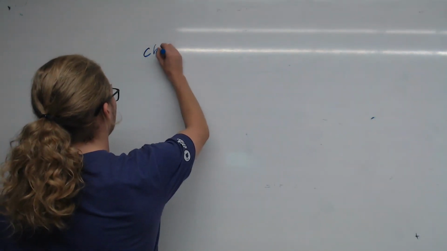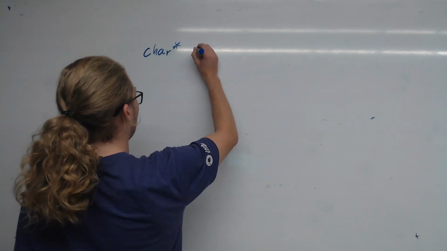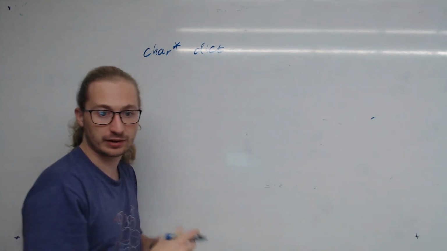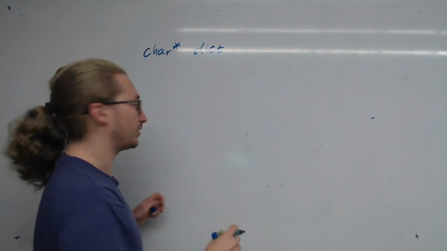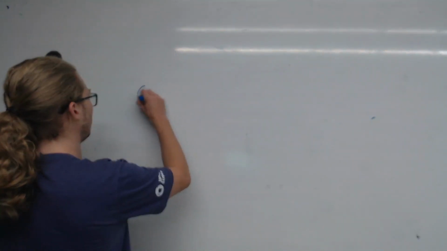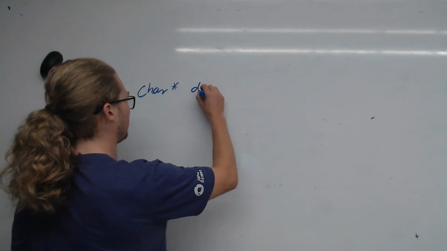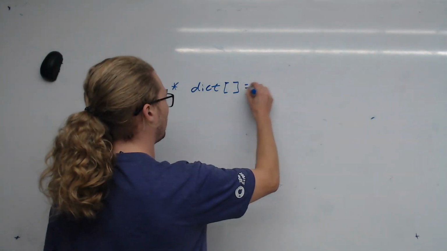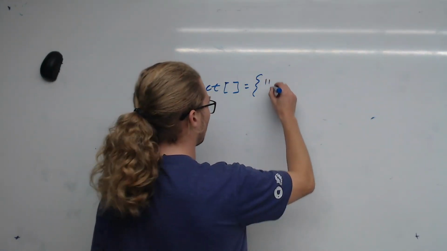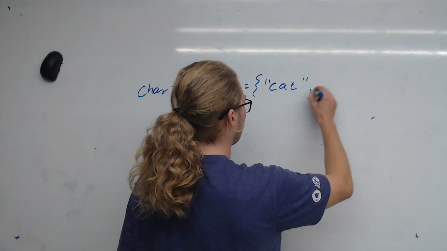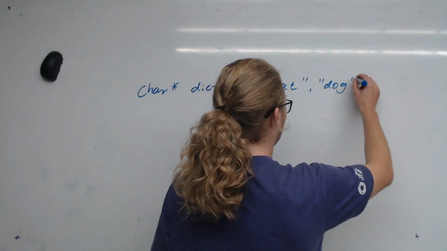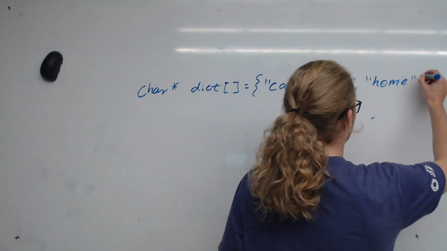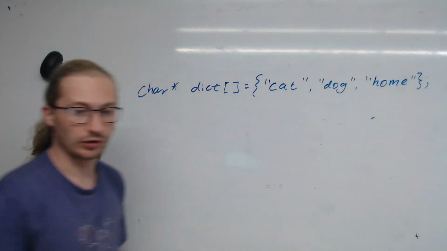So I might define char star, I'll call it dict for dictionary. It's going to be a dictionary full of words. The glare on that's pretty bad, so I'm going to move that down a bit. That's better. Okay, it's an array, and what's inside? A bunch of strings. So I'll just pick some easy short strings, maybe cat, dog, and home. Okay, those are my strings.